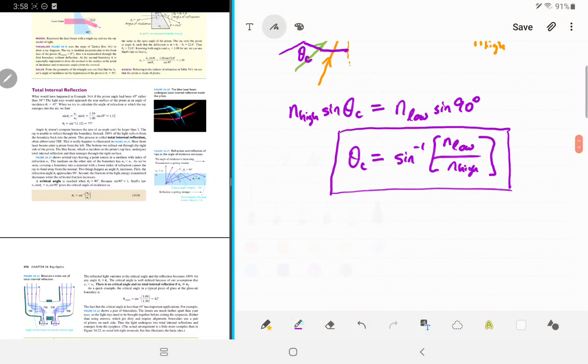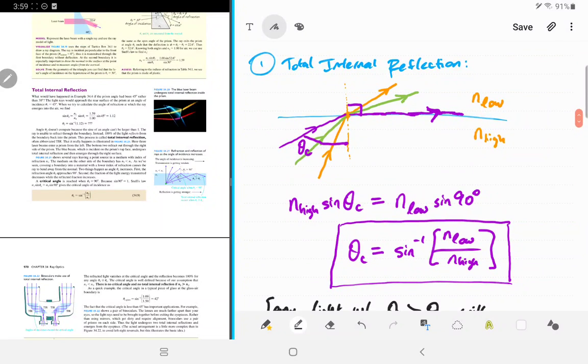So the main statement here, with that critical angle: any light with angle of incidence greater than the critical angle can't go through. So Snell's law can't be satisfied. There's no angle of refraction that will satisfy Snell's law, and as a result, all of the light is reflected.